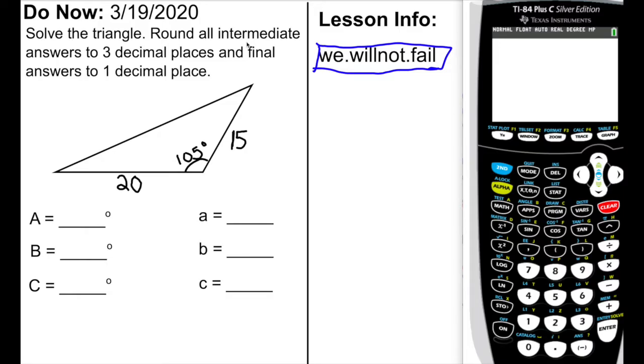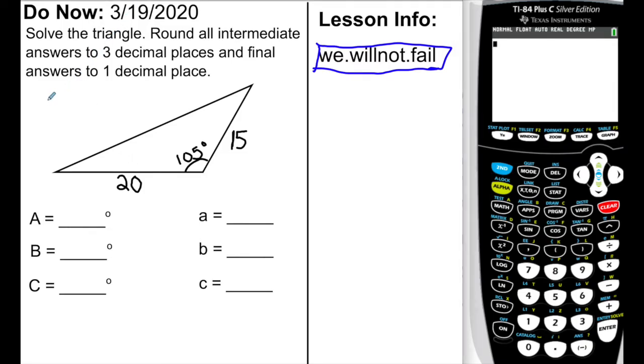I'd like you to round all intermediate answers to 3 decimal places and all final answers to 1 decimal place. What this means is that if you figure out any angle or side and there are 3 decimal places, write down all 3 of them so you can use it for other calculations if needed. But when you give me your final answer, you only put 1 decimal place.